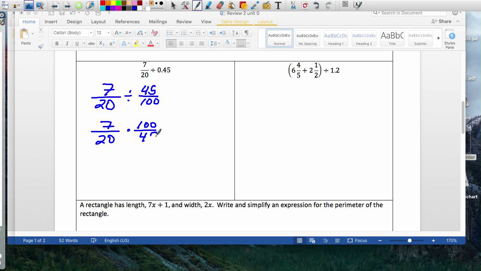We can simplify a few things, right? So what about 20 and 100? We can divide both of these numbers by 20. 20 divided by 20 is 1. 100 divided by 20 is 5.